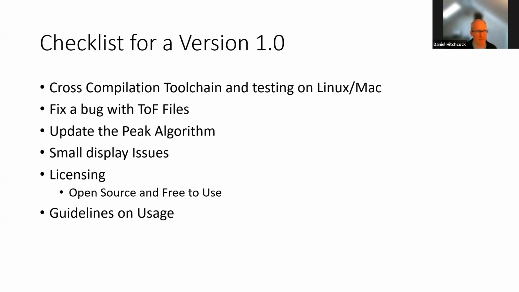And a couple of things before we get to version 1.0, that I'll put this slide later, well, it was supposed to be later, but before we get to the demo, we need to cross-compile it and test it on Linux and Mac. We have a bug to fix with TOF files, or mzML files, specifically. Updates to the algorithm, display issues, licensing, and this is kind of important too. We need maybe a little bit of guidelines or instructions because if this gets unleashed into the world, I don't know, people have creative ways of using software and integrating peaks.